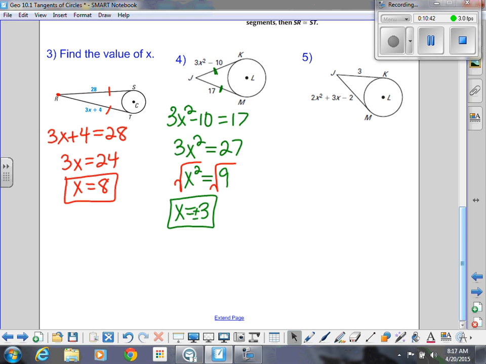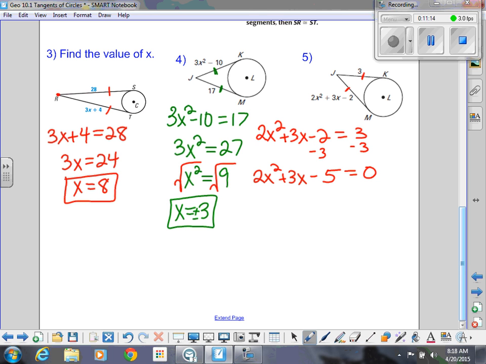And then number 5, we have the same situation. Those two segments will be congruent, so we're going to set up an equation stating that 2x squared plus 3x minus 2 equals 3. But now I have both x squared and x in there, so we have to use the quadratic formula. In order to use the quadratic formula, I need to have 0 on the right-hand side. And so that means I have 2x squared plus 3x minus 5.